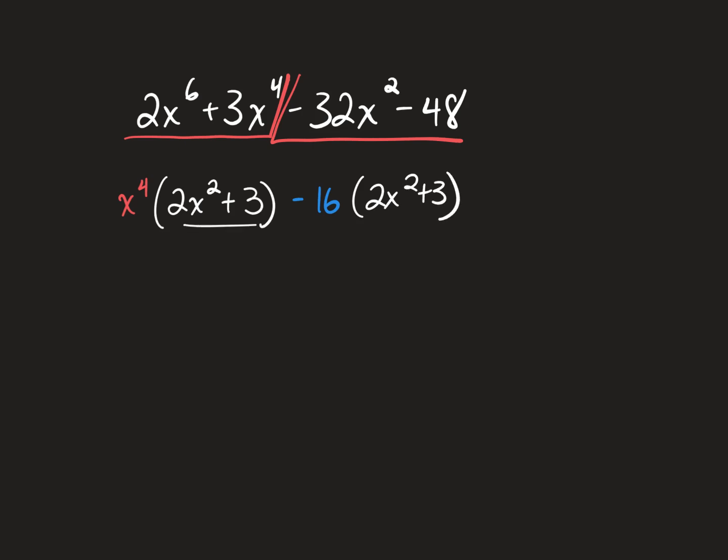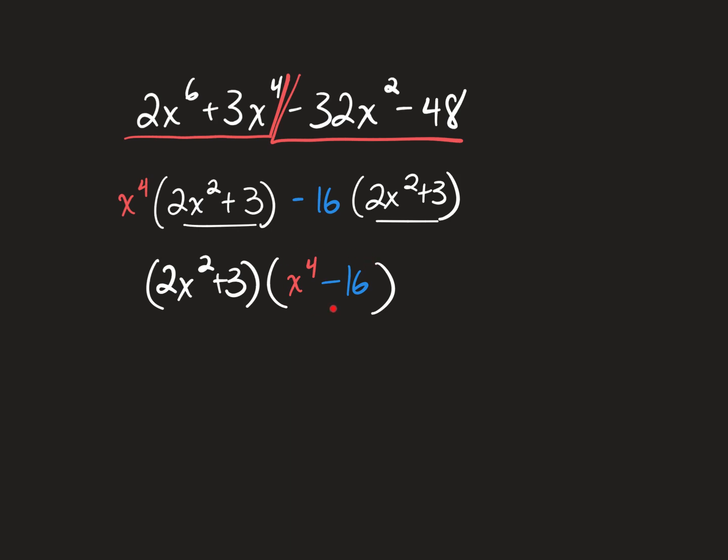Now these sets of parentheses should match. If you try to factor by grouping and they don't match, then you cannot factor by grouping and you'll have to use the rational zeros theorem. From here, you can see the 2x squared plus 3 is one factor. They're in common now in both of those terms, leaving you with an x to the 4th minus 16.